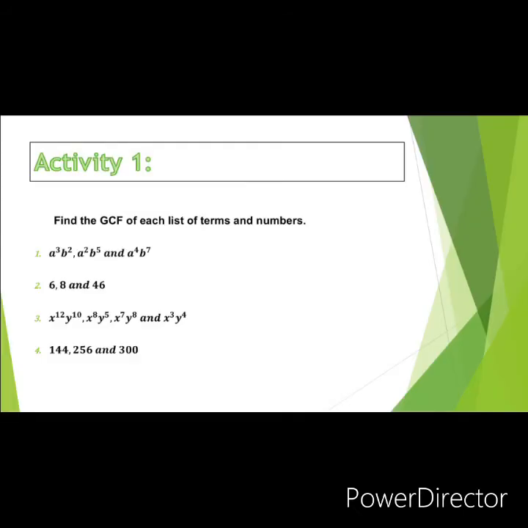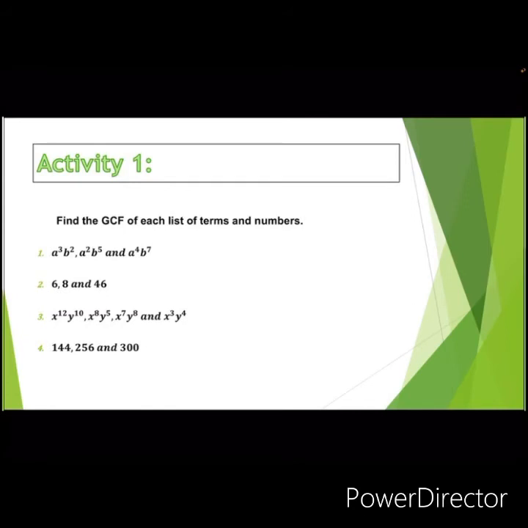Okay, very good, Miss Katapan. Thank you so much. We have an oral activity. Find the greatest common factor of each list of terms. Now let's proceed to number 2. May I call on Miss Samonte? For number 1, what is the GCF of 6, 8, and 46?